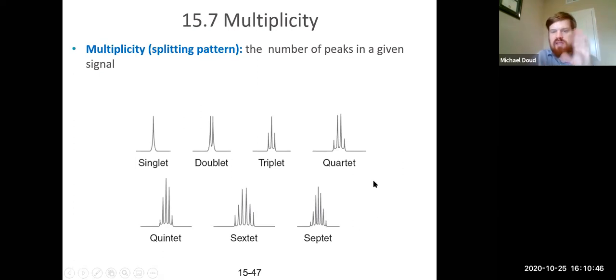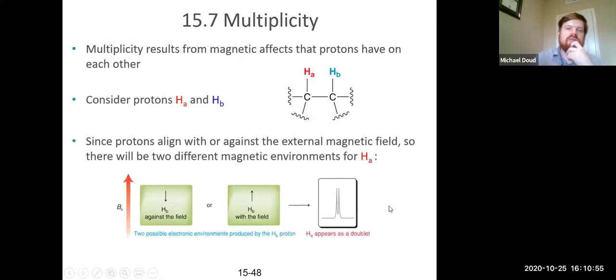So these are the types of signals that we can actually see in the NMR. I don't know, it's really fascinating. It's kind of beautiful in a way, but there's also a lot of information we can get from these signals.